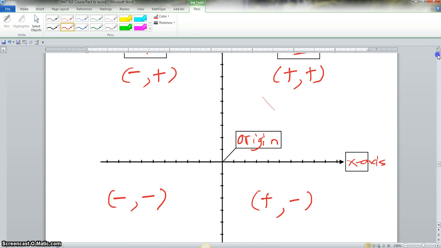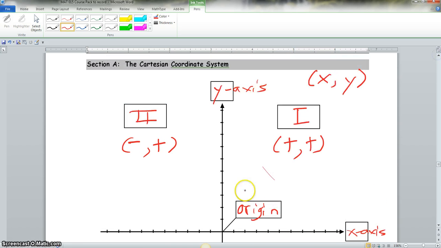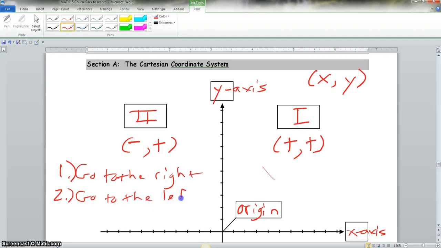Now, one thing I want to tell you is this. Let's start off with the x-axis. With the x-axis, there are only 3 things that can happen. Number 1, it goes to the right. Number 2, it could go to the left. And finally, number 3, it can stay.